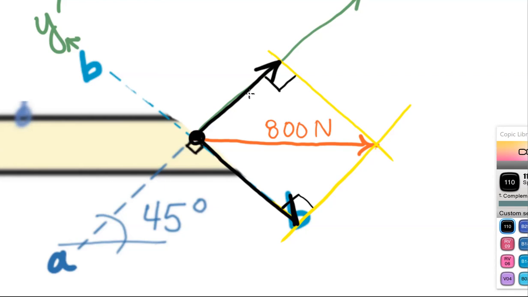From our prior calculations, we know the value of those two forces. That was the 565.7.